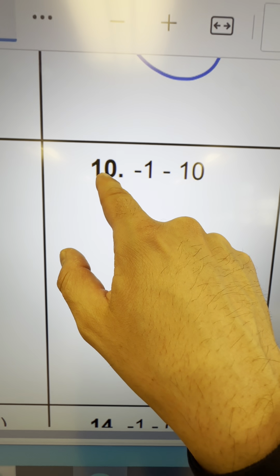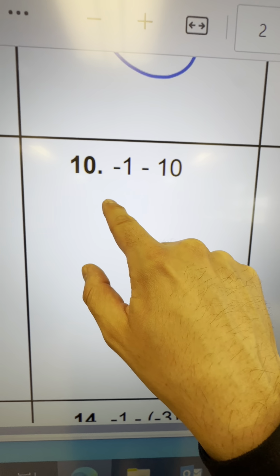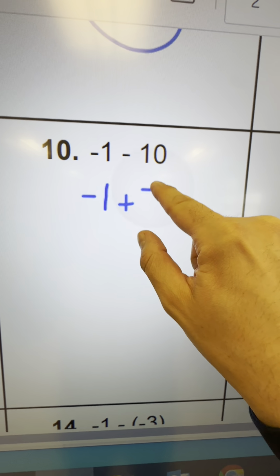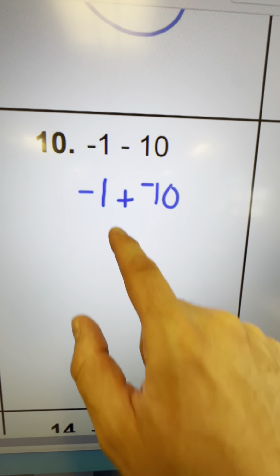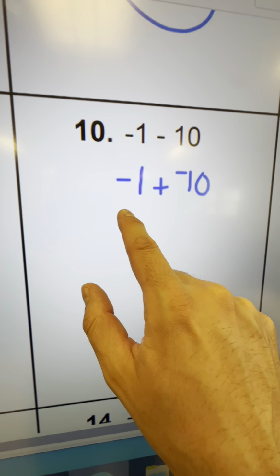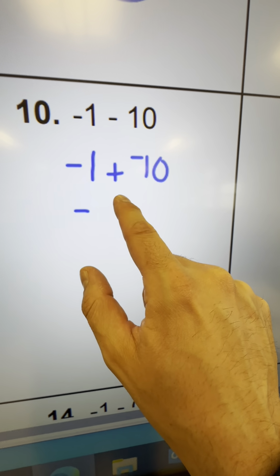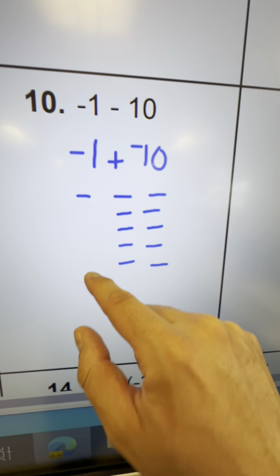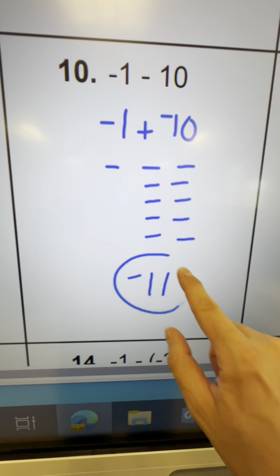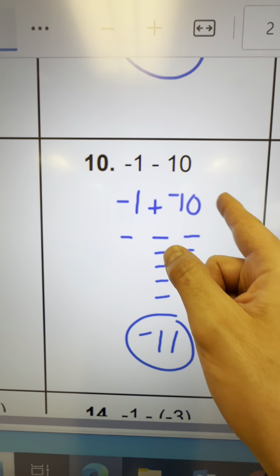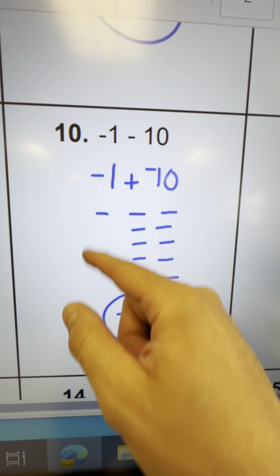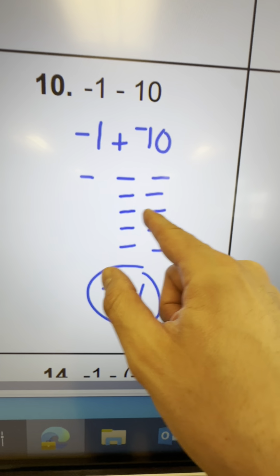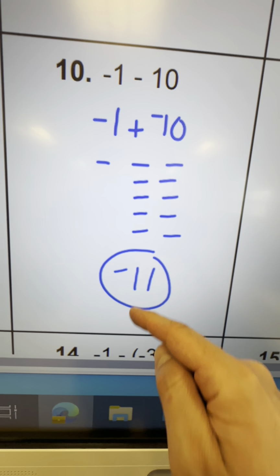Next example, it says -1 minus 10, so I'm going to write it as addition. I keep this, change this, and the opposite of that becomes -10. So I have 1 negative plus 10 negatives. All together, we have a total of 11 negatives. Nothing cancels. When you combine negatives with negatives, you just end up with more. And don't forget, if what you see are negatives, your answer is negative. So make sure the sign matches your answer.